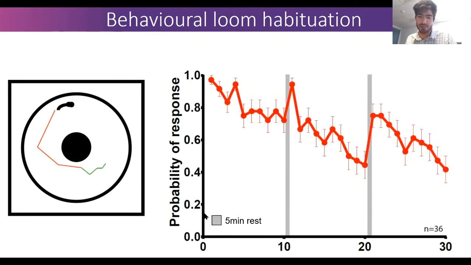Then we could see how this would change after multiple presentations. Our stimulus train consisted of 30 looms divided in blocks of 10, with two 5-minute periods of rest. What we saw is that the probability of escape responses decreased as further presentations came on. We also saw the characteristic recovery signature of habituation learning. So we were very happy to see this.